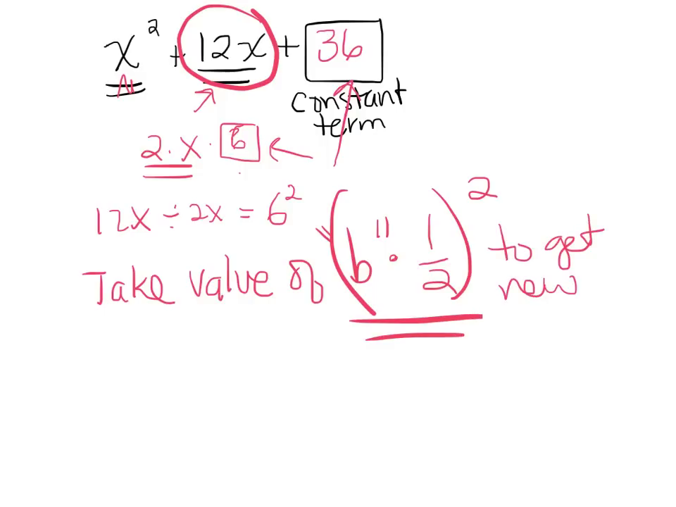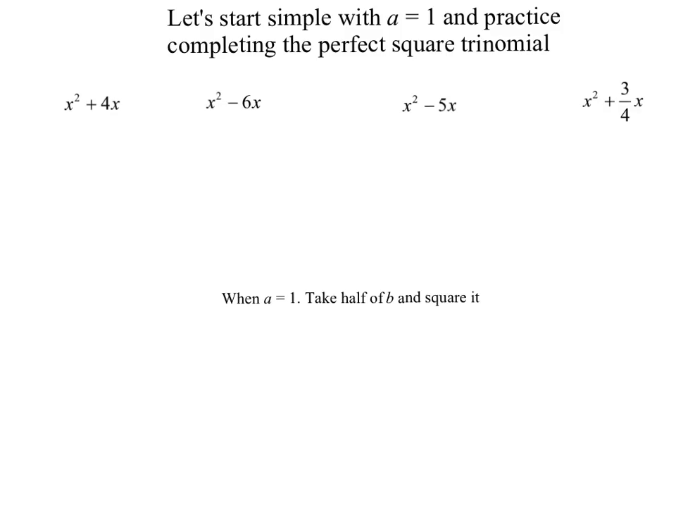Okay, let's practice that. Let's look at some simple examples. In all of these, the leading coefficient, or the coefficient on the quadratic term, is going to be 1. And so we really only have to focus on the b to complete the square. Let's start with this first example. So I have x squared plus 4x, and I need the constant term that makes this a perfect square. What's the value of b? It's 4. So I'm going to take the value of b, divide it by 2, and square it.